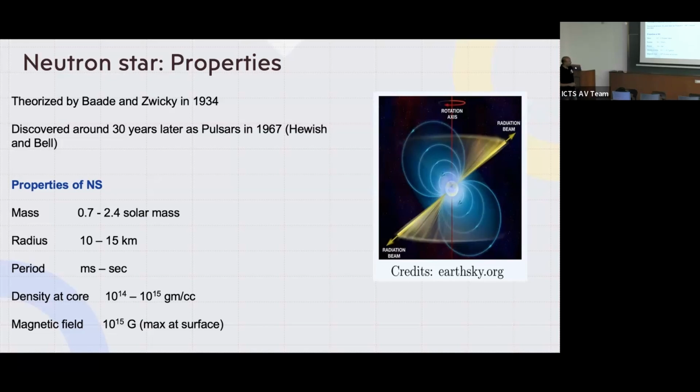Because of these huge masses confined within such a small radius, they have a density at the core of the order of 10 to the 14 to 15 gram per cc, which you can think of as 6-7 times the nuclear saturation density. And the magnetic field calculated from the period and the pulses and their masses is of the order of 10 to the 15 to 16 Gauss at the surface. Because of this high density, this is very interesting for the particle physicist, but also for the astrophysicist.